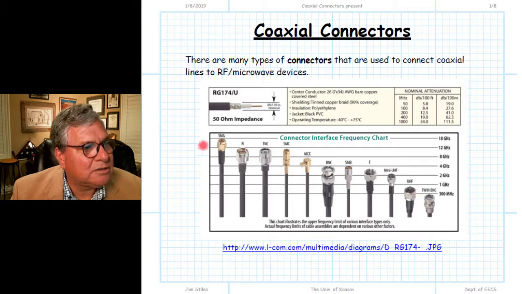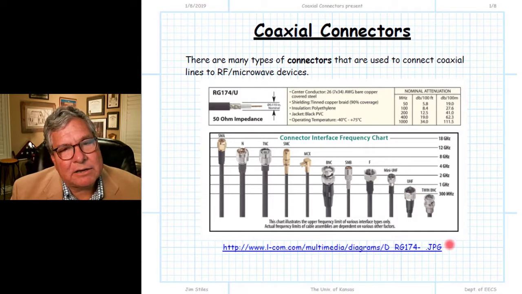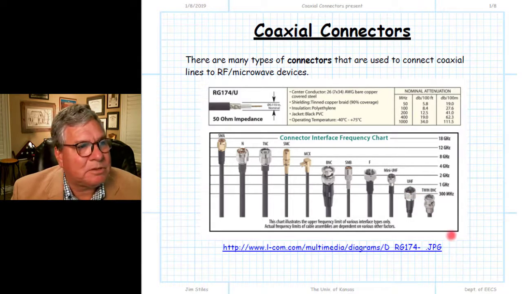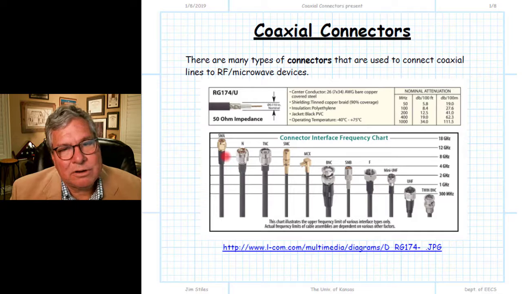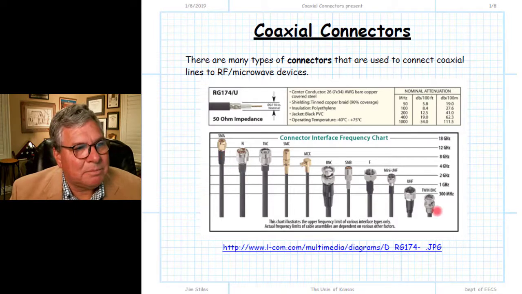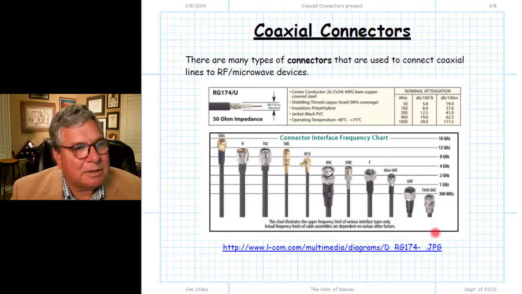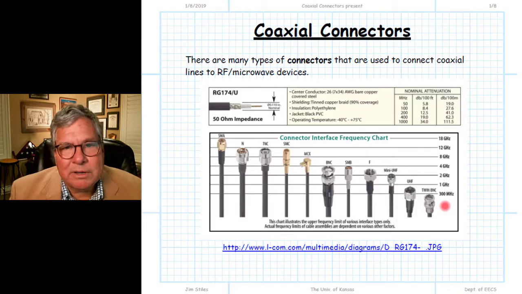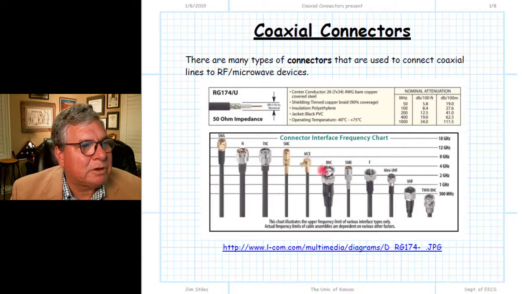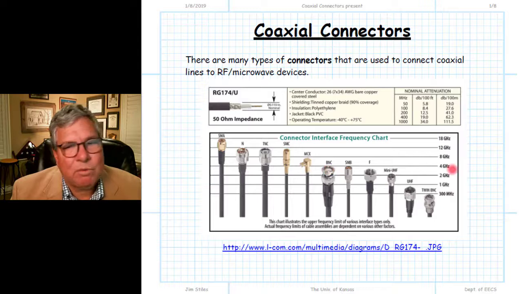This shows a nice chart here of the different connectors and the upper frequency for a number of microwave connectors. And you can see that there are many of them. And this is by no means exhaustive. There are many different kinds of microwave connectors that have been designed and are manufactured. One word of warning on these upper ends, the bandwidth there. For example, if you look at BNC, it goes up to about 4 gigahertz.